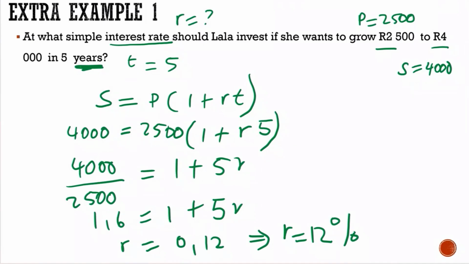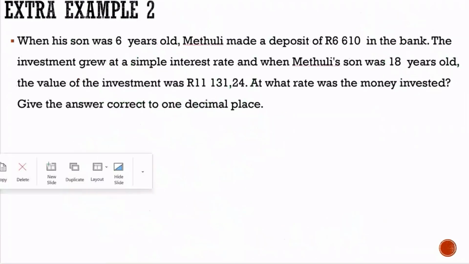Okay, so now this is a basic example. So let us look at this one, the one which has got some English. Now the story goes like this: when his son was 6 years old, we are looking at the time value of money here.